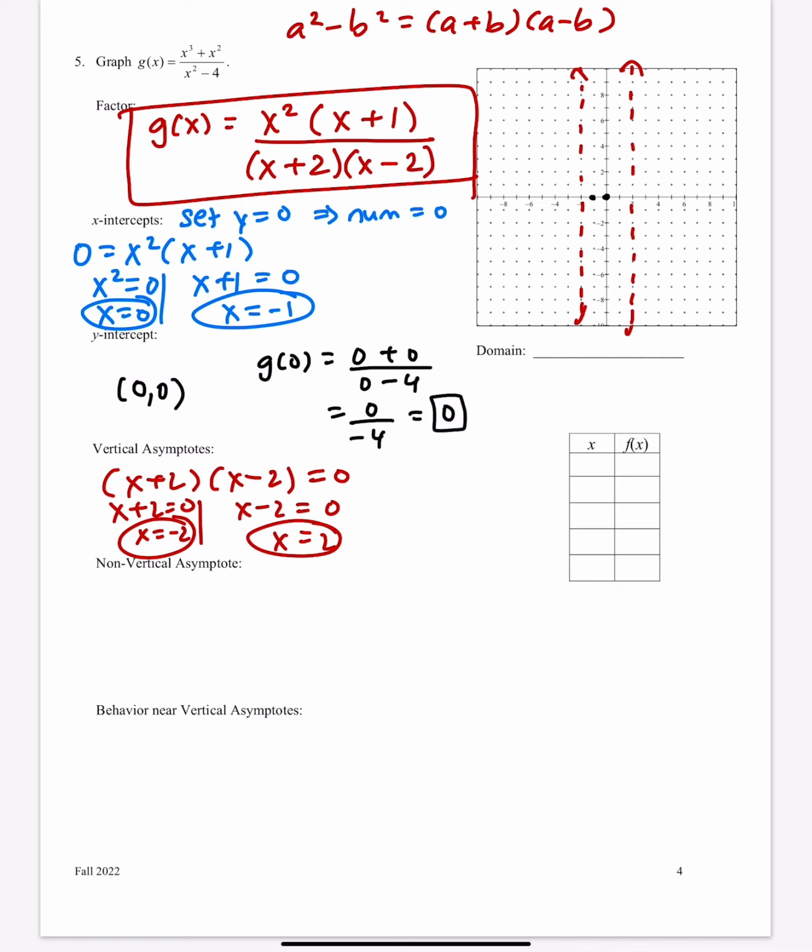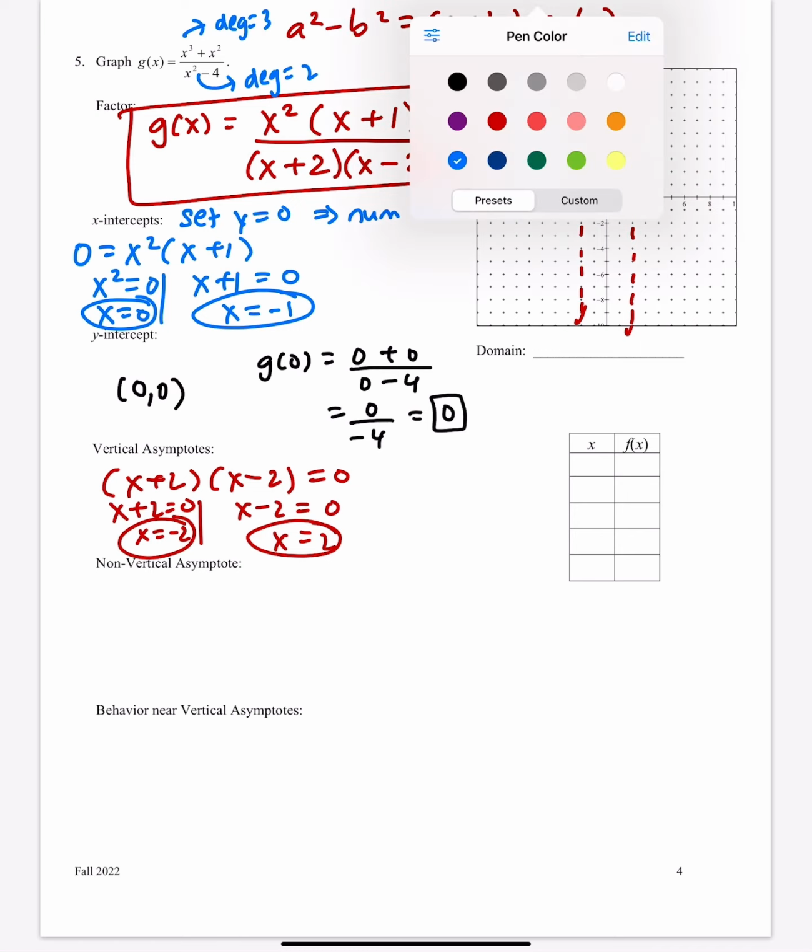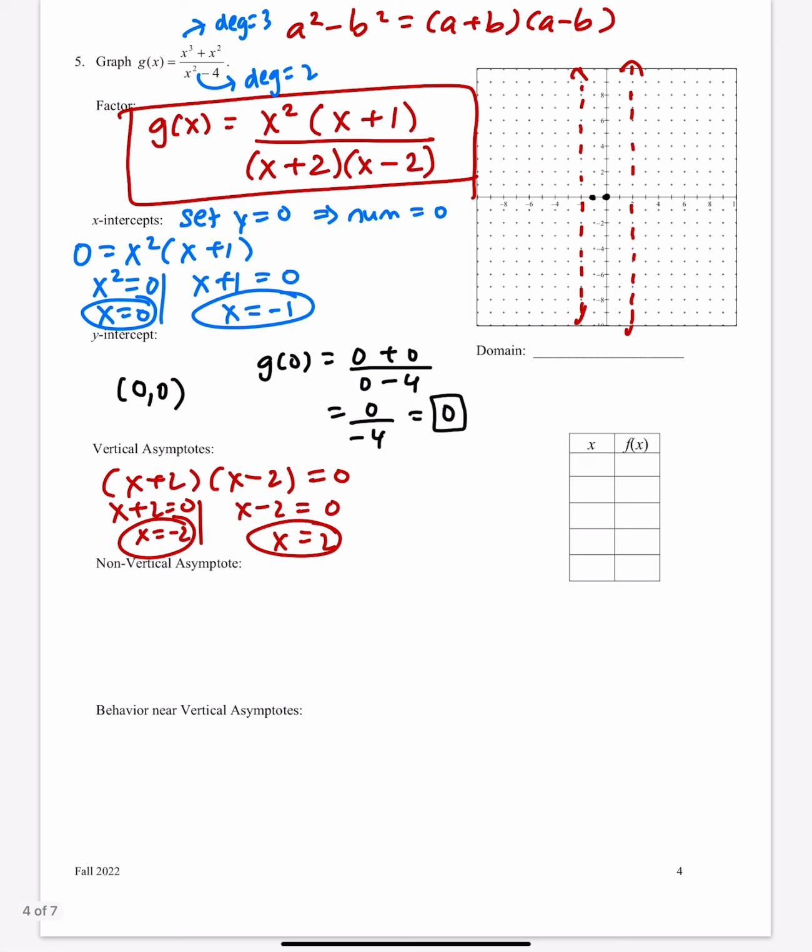So very interesting. It looks like there is no horizontal asymptote because the degree of the numerator is 3, but the degree of our denominator is 2. When the degree of your numerator is exactly 1 greater than the degree of the denominator, we have what we call a slant asymptote. So unfortunately, class, we have to do the long division here. And to do the long division, we take a look at the OG function.